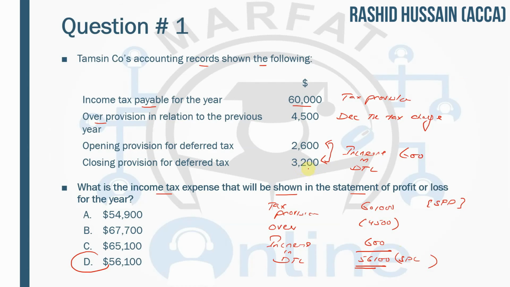This closing deferred tax liability will be recorded in the non-current liability. So you need to know the extracts. This is the current liability. This is the tax expense in the statement of profit or loss, and this is the non-current liability.